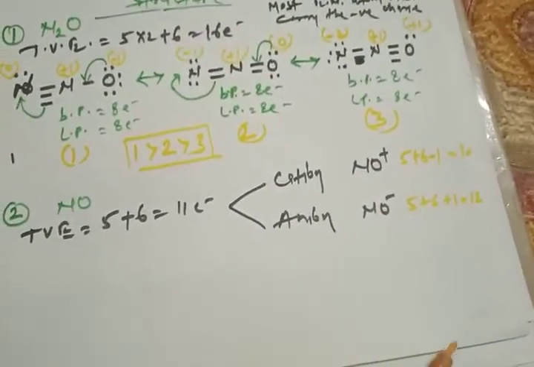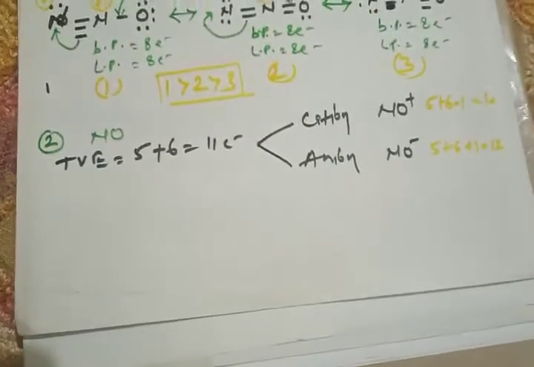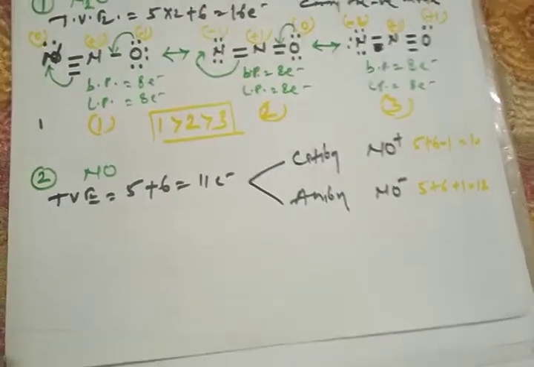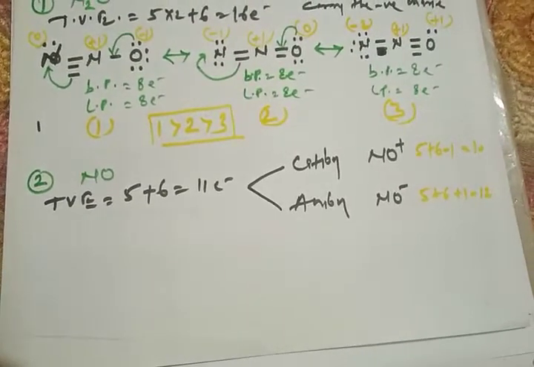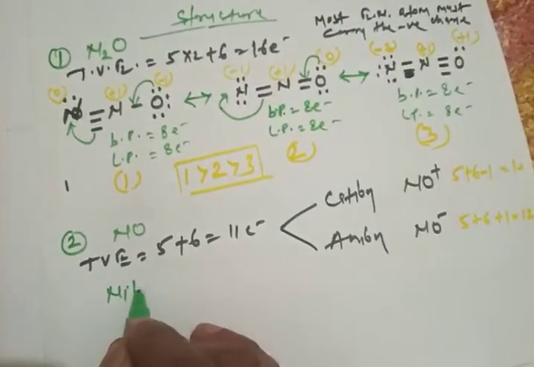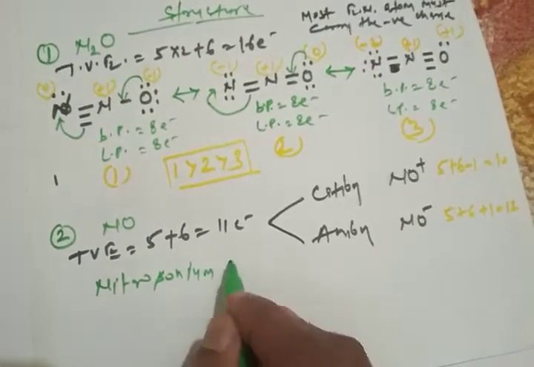Okay, so we will draw any one of the structures, and on the basis of that structure you can draw the other structures. So let's talk about the nitrosonium ion, which is actually very important. Nitrosonium ion.